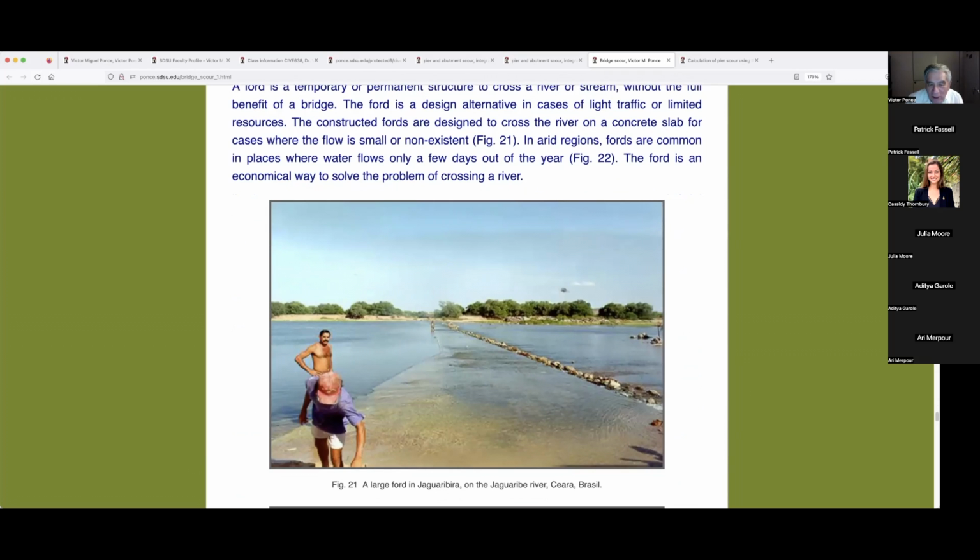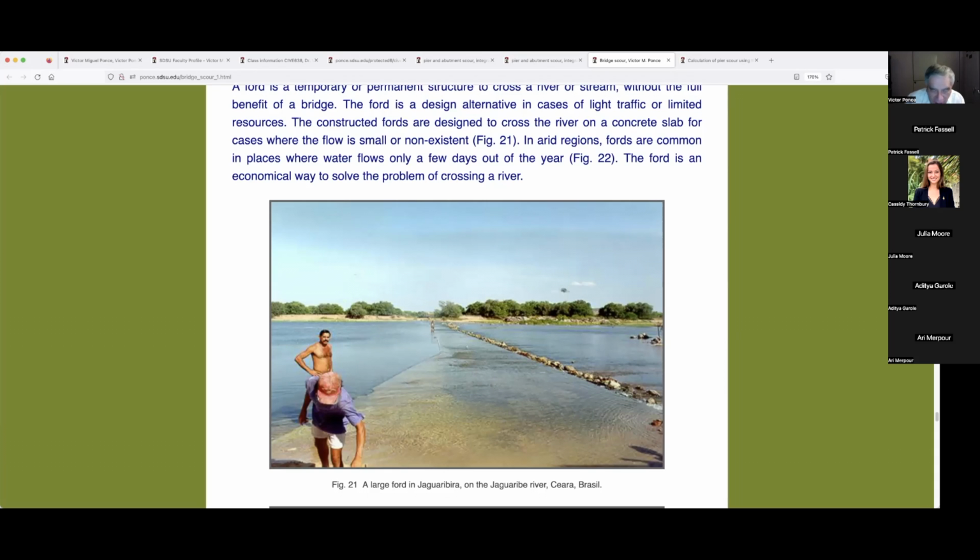This ford I ran into when I was in Brazil in the year 1993, purported to be the largest ford in the world. But that was just propaganda of the Brazilians. They always like to say, we have the largest. You know, we have the Amazon rainforest, the largest rainforest in the world. But this is not the largest. So this is a constructed ford.